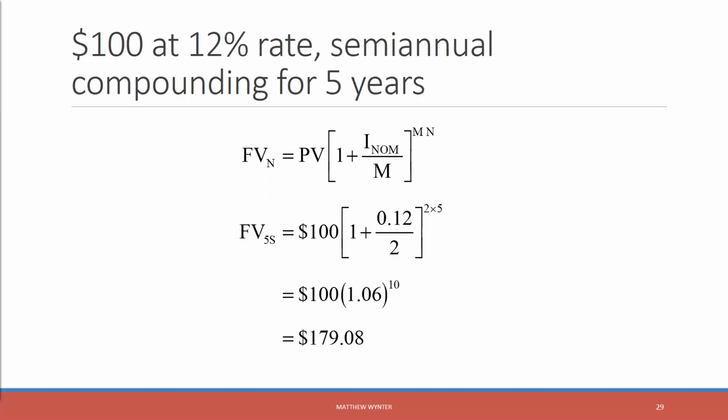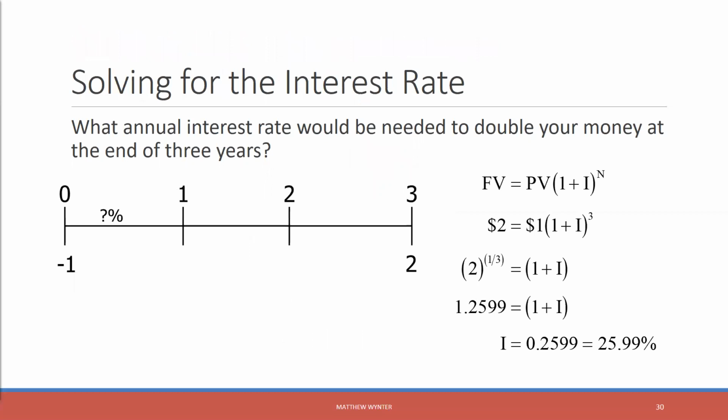When we put it all together, we've got 100 multiplied by 1 plus 0.12, that's that 12% divided by 2. All of that is taken to 5 multiplied by 2 because it's 5 years semi-annual. So you just want to be mindful to make sure that your interest rates and your compounding, your time periods, that everything's lining up. We can also solve for interest rates.